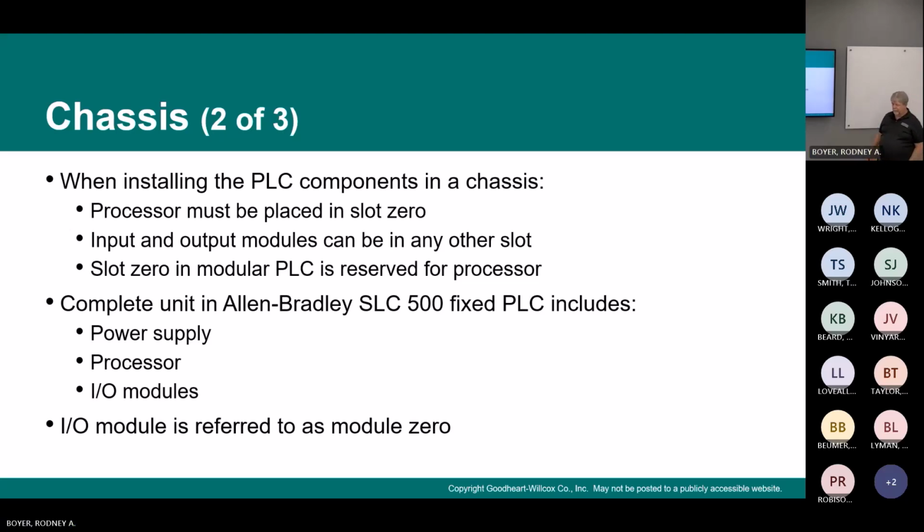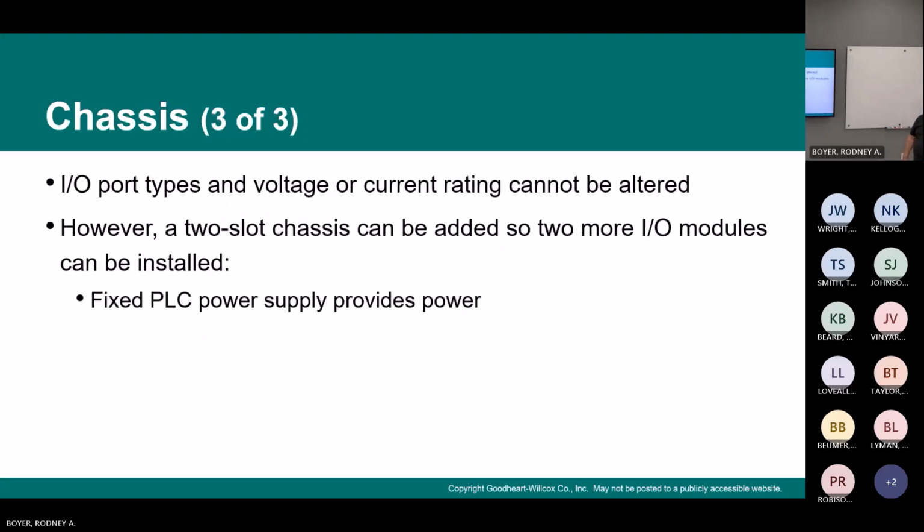Complete unit includes all the pieces. I/O module is referred to as module 0. That is the processor itself. I/O port types and voltage or current rating cannot be altered. So if you get a 24-volt module, you can only use it for 24 volts. If you get a 120-volt AC module, you can only use it with 120 volts AC. That sort of thing.